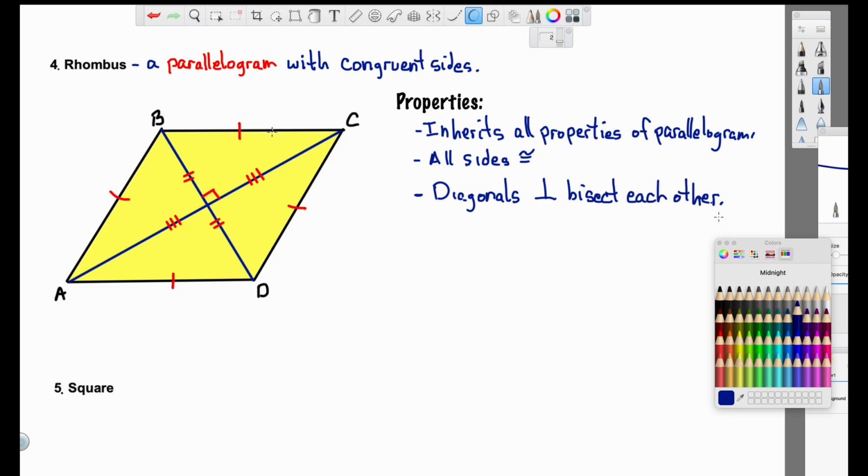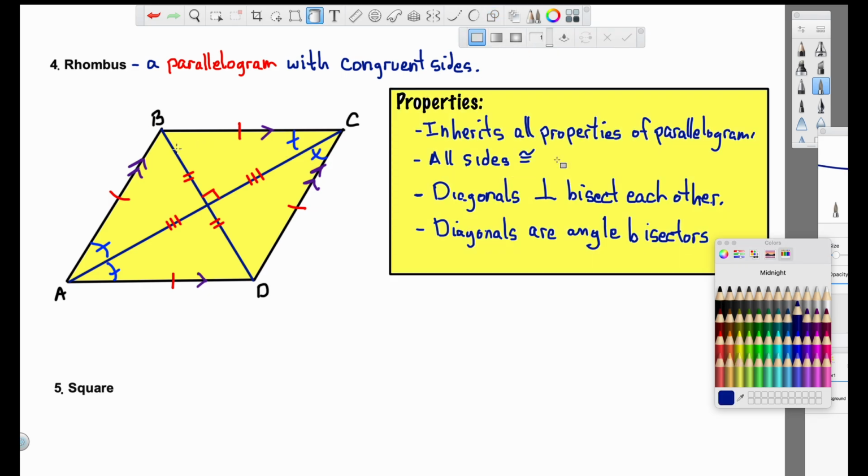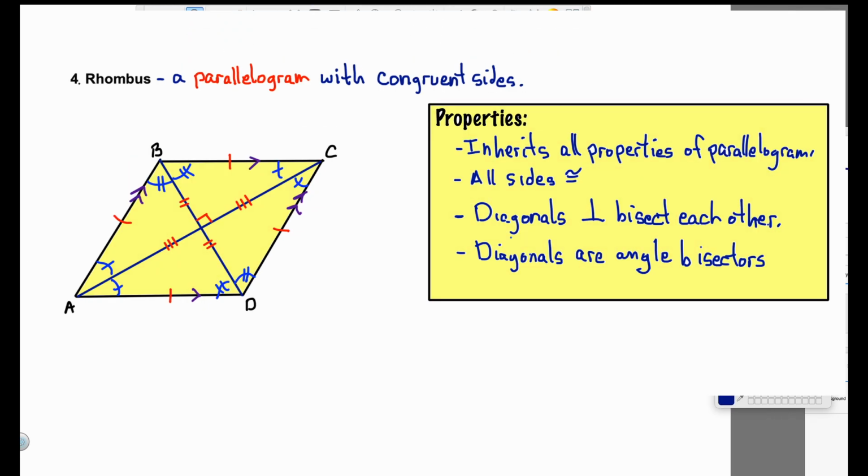We know that the diagonals are going to be perpendicular bisectors of each other. And the diagonals are also going to be angle bisectors of each vertex. And let's box that in.